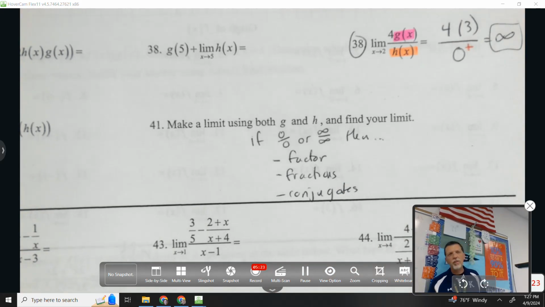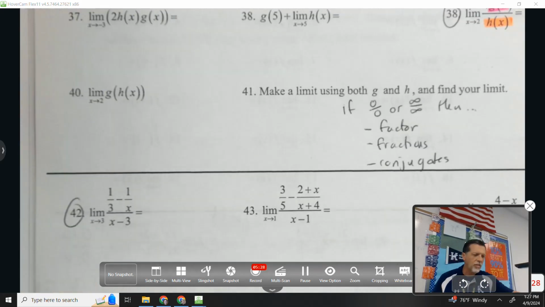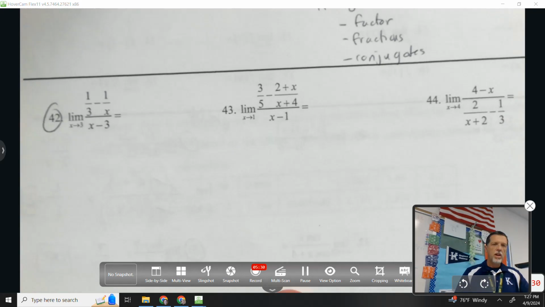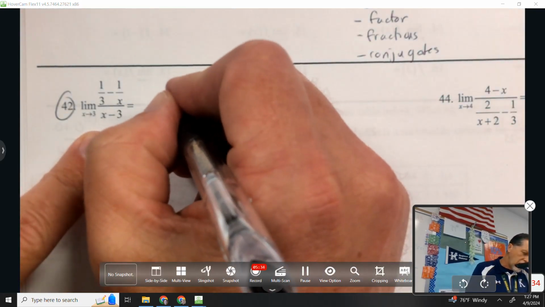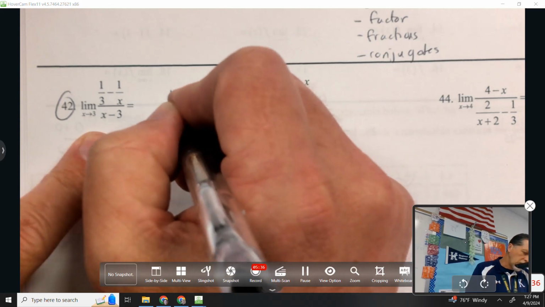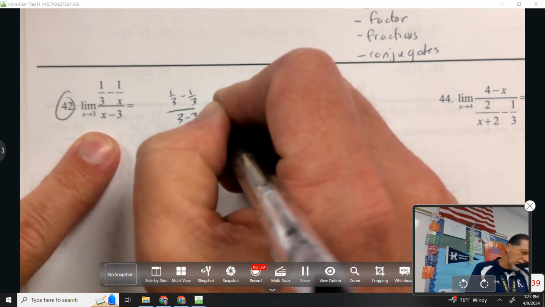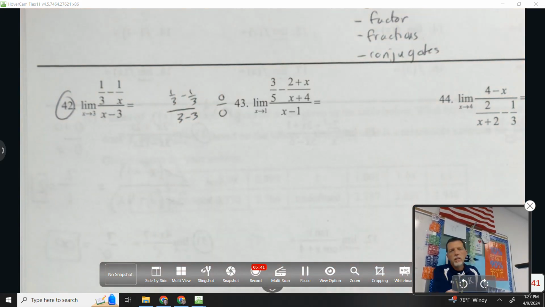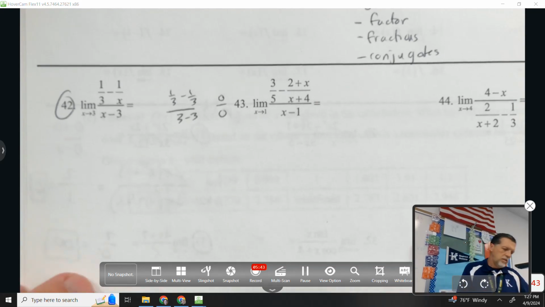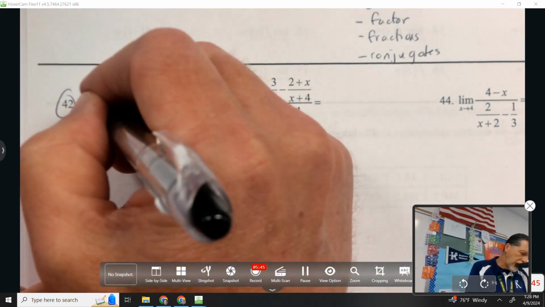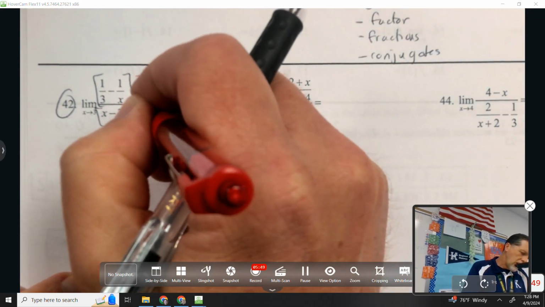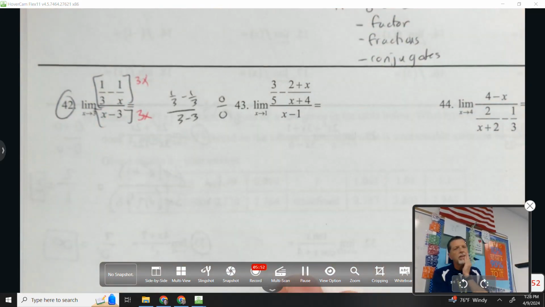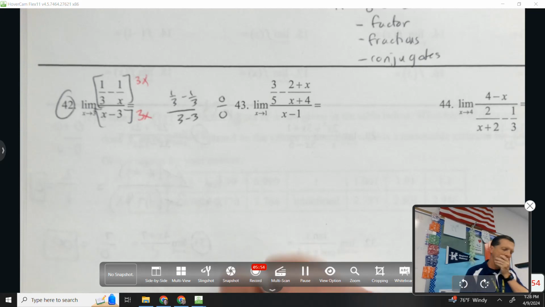The good news is it's always pretty easy to know which one to use, because like 42, that's fractions and fractions. Let's make sure it's 0 over 0 before we try to fix anything. 1/3 minus 1/3 over 3 minus 3. Yeah, that's 0 over 0. So let's multiply by 3 and x. That will cancel out the 3 and cancel out the x.